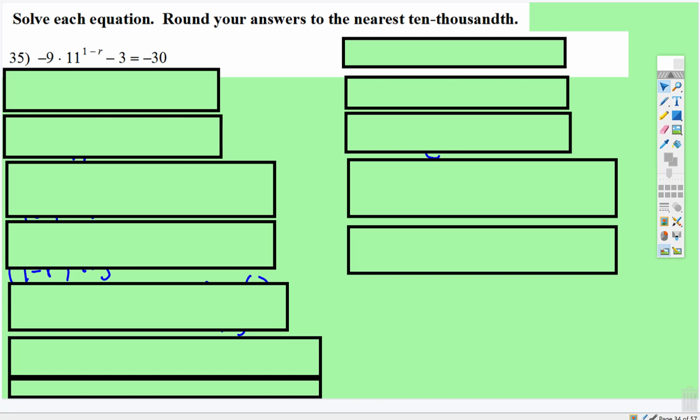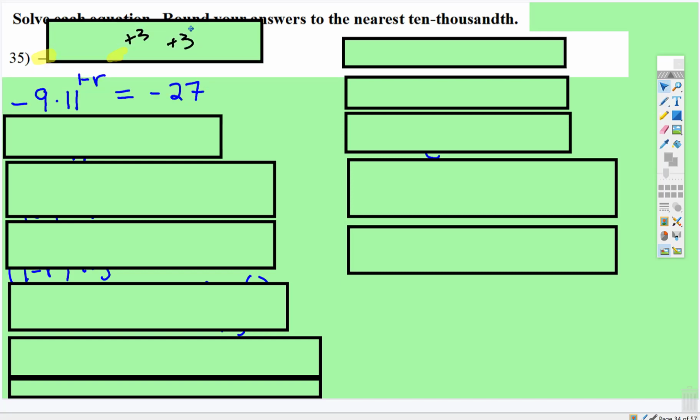Okay, another type of exponential equation and a little bit more difficulty. It looks like there's a couple steps you need to consider. We have this attached negative 9 to 11 to the 1 minus r. That's the exponential we're trying to get to. But first, we have this subtract 3. So we're going to add 3 to both sides first.